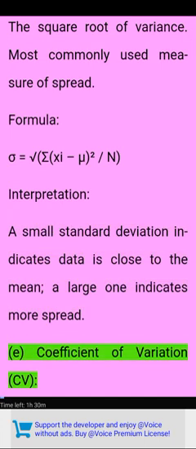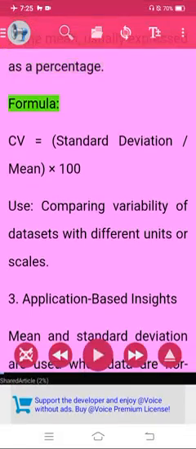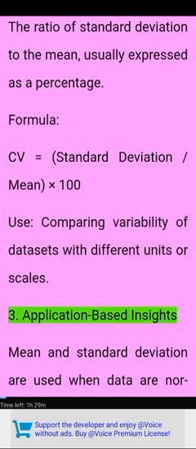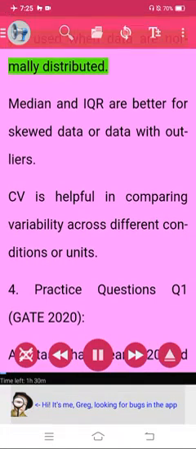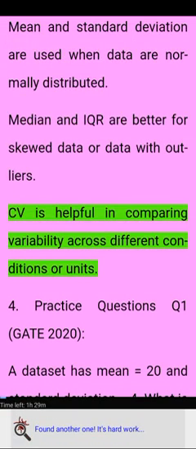E. Coefficient of variation, CV. The ratio of standard deviation to the mean, usually expressed as a percentage. Formula: CV equals standard deviation over mean times 100. Use: Comparing variability of datasets with different units or scales. 3. Application-based insights. Mean and standard deviation are used when data are normally distributed. Median and IQR are better for skewed data or data with outliers. CV is helpful in comparing variability across different conditions or units.